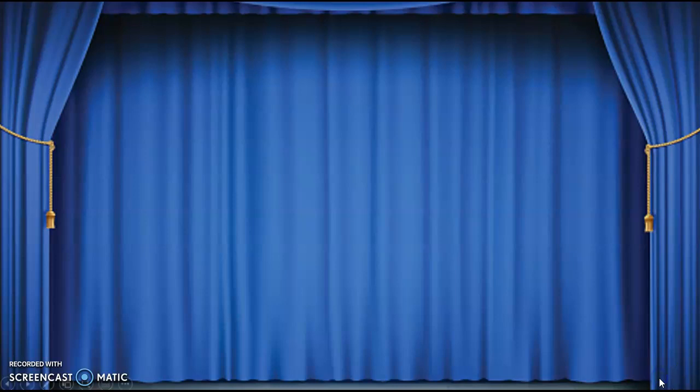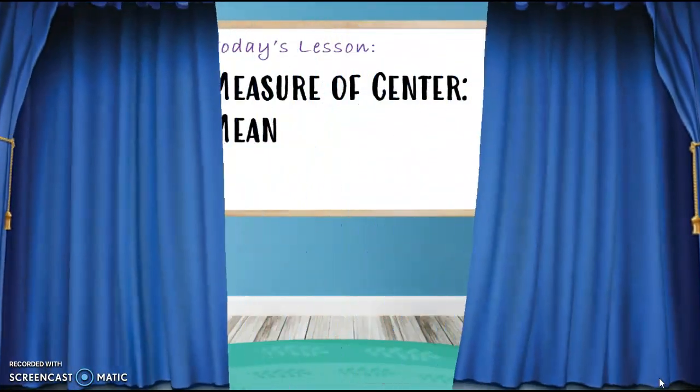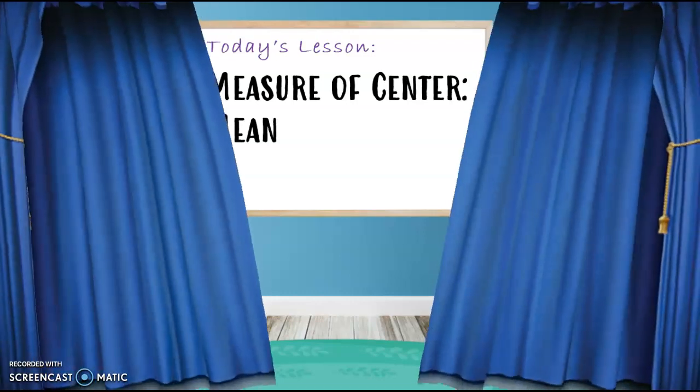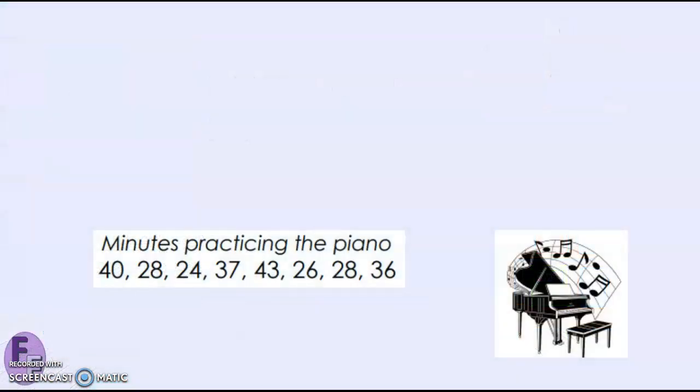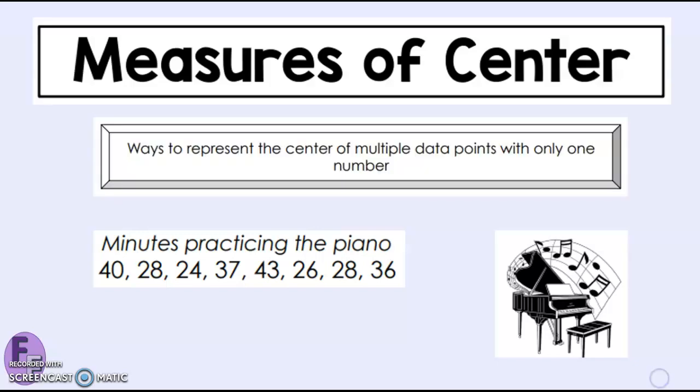In today's lesson, in the Measures of Center, we are looking at the mean or the average of a data set. Again, we're looking for one number that will identify the center of multiple data points. For the mean, it's a little bit more time-consuming than the mode and the median.